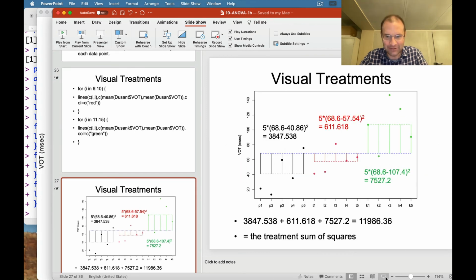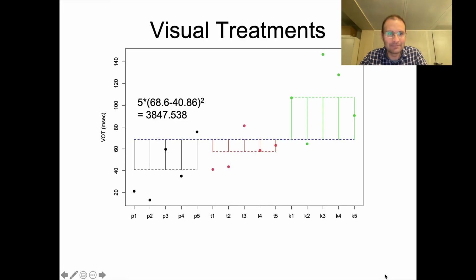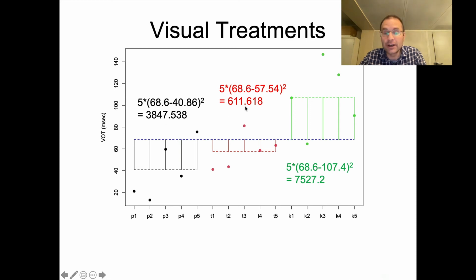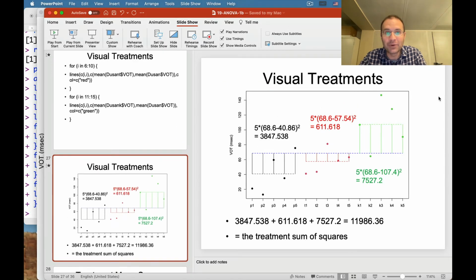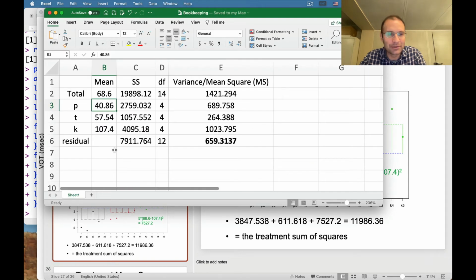And this is what it looks like on the PowerPoint slide. I've also got some numbers here, which we haven't seen before, but they're the treatment sum of squares for the 3 different places of articulation. And as long as we're here, might as well add those up and plop them into the Excel spreadsheet that I'm playing along with.